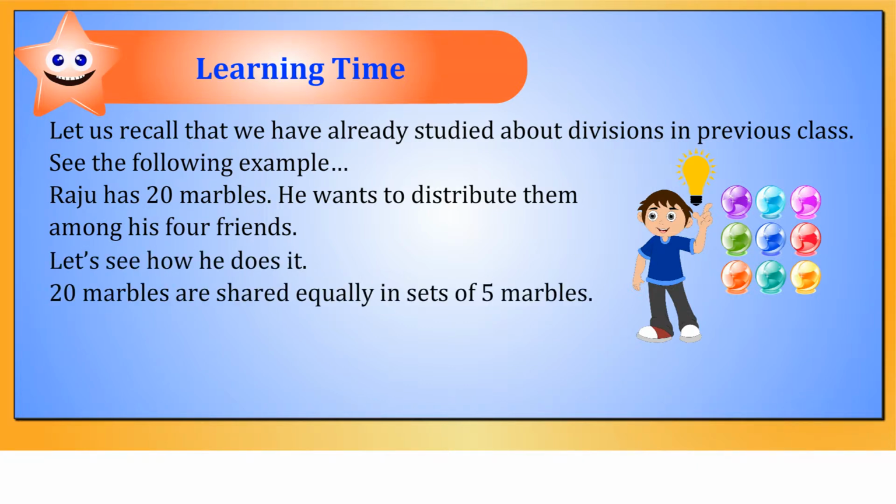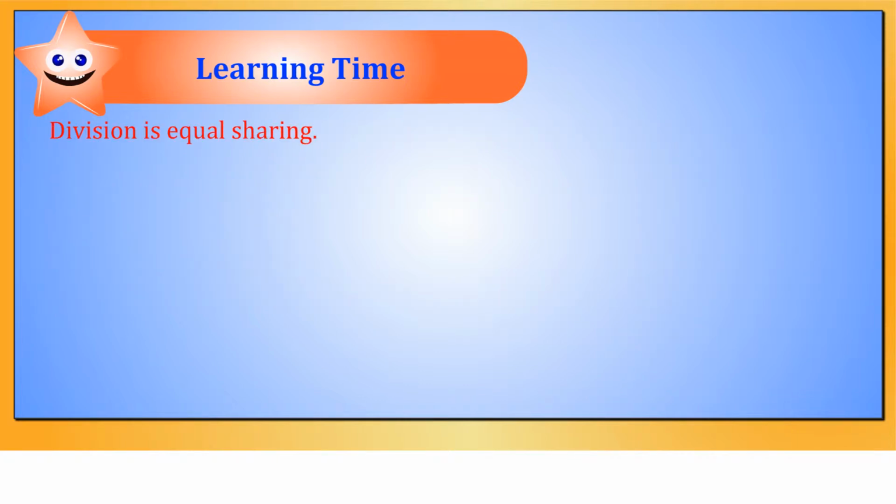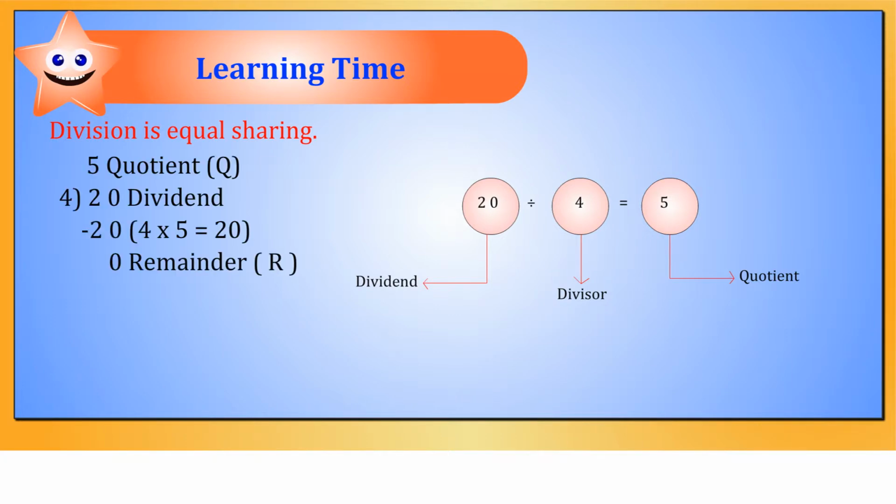20 marbles are shared equally in the sets of 5 marbles. Division is equal sharing. Here 5 is the quotient and 20 is the dividend. So 4 into 5 equals 20 and we get a 0 remainder.